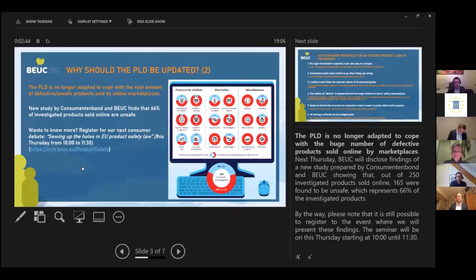And one of the things that this report has shown is that in a sample of products that had been selected, 66% of them were considered unsafe, and that ranged from toys for children to smoke alarms, USB chargers, or a wide range of consumer products that are very popular on online marketplaces. And of course, as we know, the current liability regime does not cover, at least in Europe, online marketplaces.